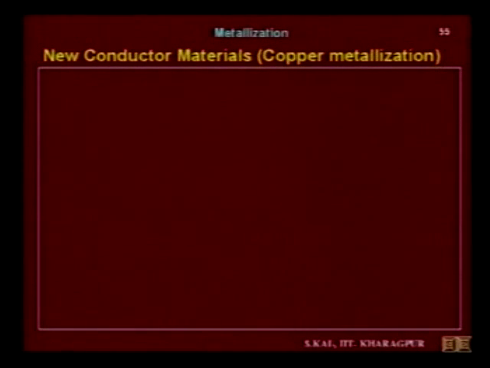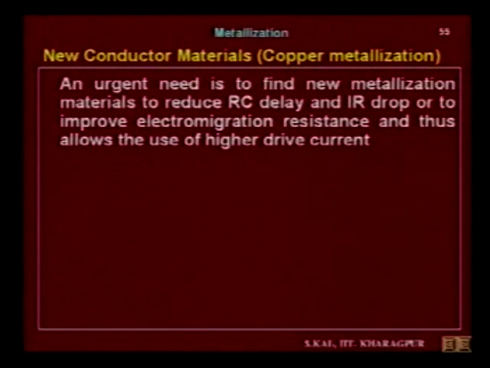One of the reasons is that copper has a higher conductivity than aluminium. Aluminium was very popular because of certain advantages we have already mentioned. But one of the problems with aluminium is the RC delay and IR drop, since the conductivity of aluminium is lower than copper. Higher conductivity materials than aluminium are copper, gold and silver. Isn't it? In spite of that, aluminium was used because of certain advantages.